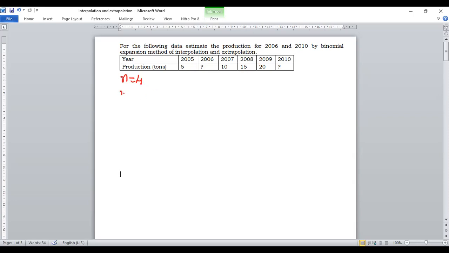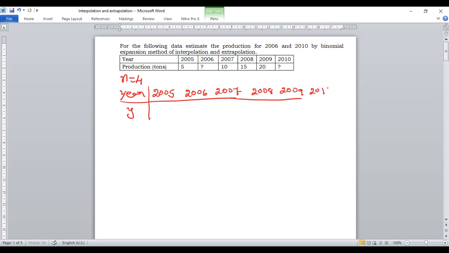Next, the table: year and production, which can be taken as y. They are given years 2005, 2006, 2007, 2008, 2009, and 2010. Then y is 5, missing value question mark, then 10, 15, 20, missing value question mark.